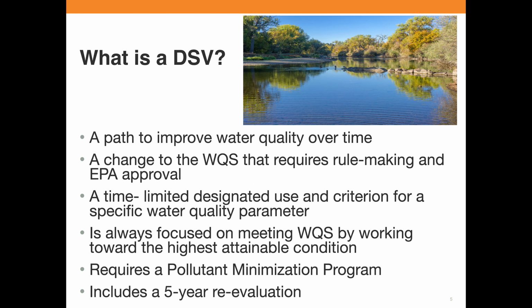So what is a discharger-specific variance? It's a path to improve the water quality over time, a change in the water quality standards that requires a rulemaking and EPA approval, which we went through in 2018 to make sure that we were doing everything we could to protect the water. It's a time-limited designated use criterion for a specific water body and a specific parameter. In our case, it's selenium and sulfate. It's always focused on meeting the water quality standard by working towards the highest attainable condition, and it requires a pollutant minimization plan and includes a 5-year reevaluation, which is this year.